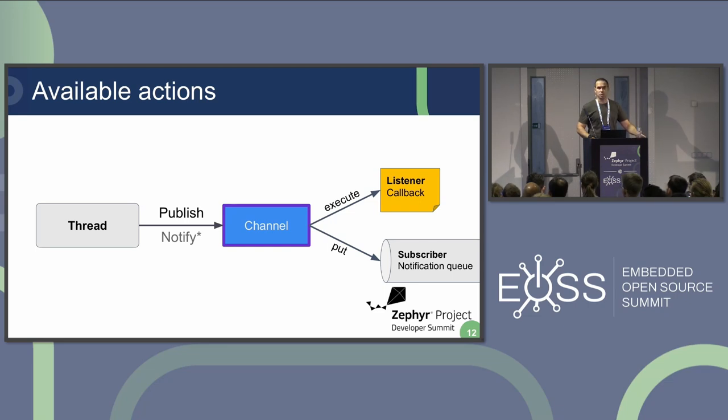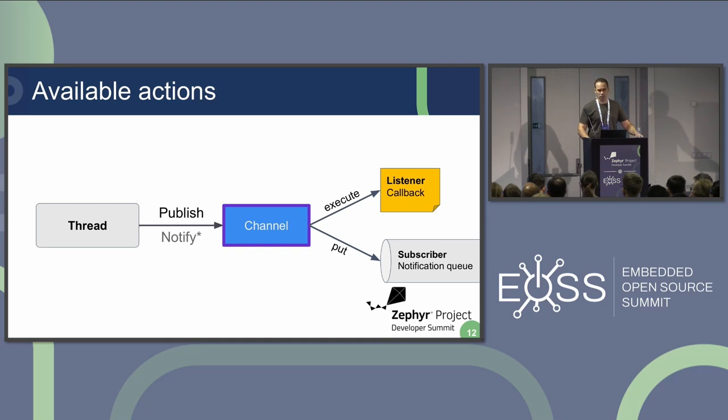A thread can publish to a channel, right? The publishing action causes an execution of a listener or a put on a subscription and subscriber notification queue, right? So when you publish to a channel, the publication executes. We are going to go into details on that, but you execute the listeners and you enqueue the notifications on the subscribers.